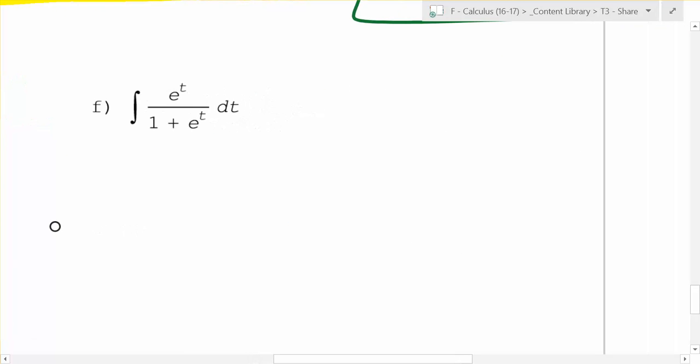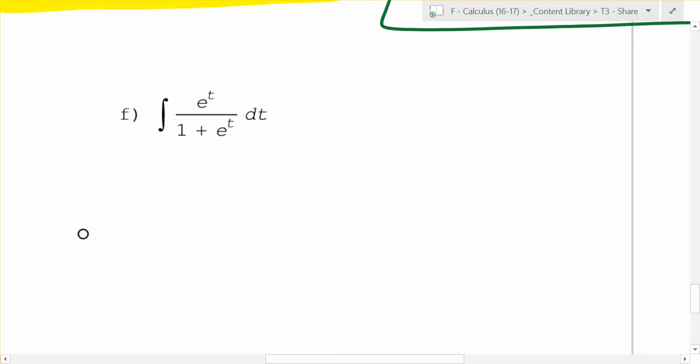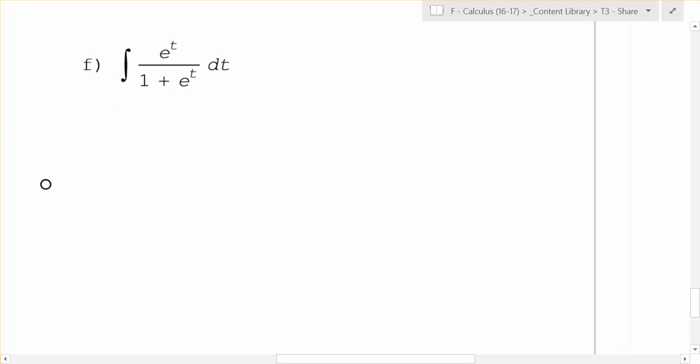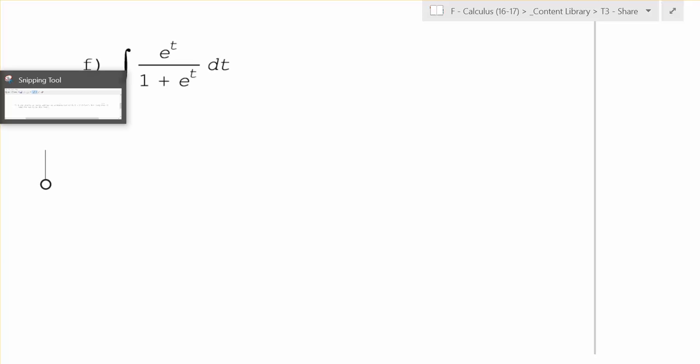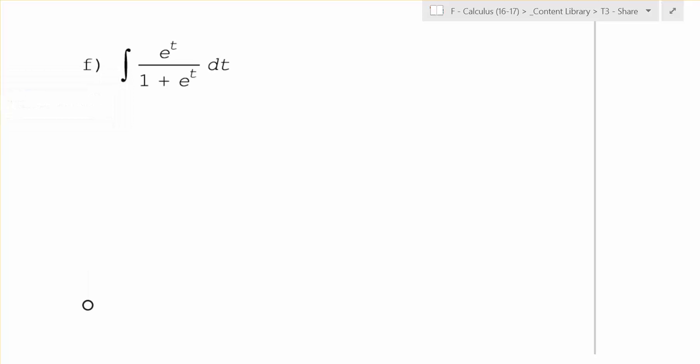Okay, so here we go. Let's look at another one. Oh man, that just does not look cool. It doesn't look cool? Really? I think it looks pretty cool. Isn't that 1 over 1? What do you mean? How's that 1 over 1?